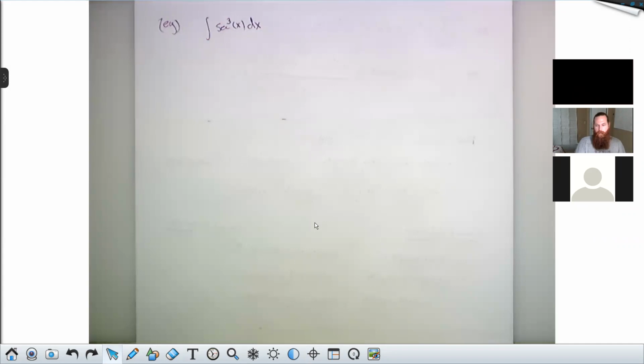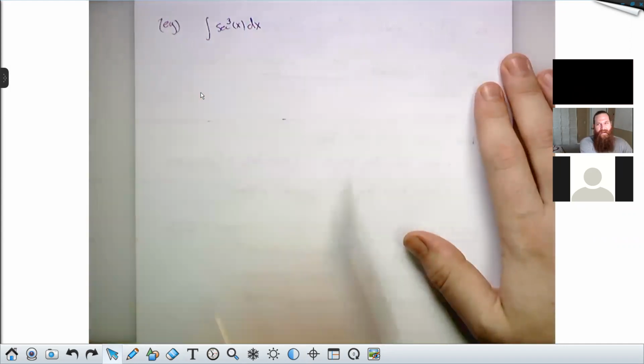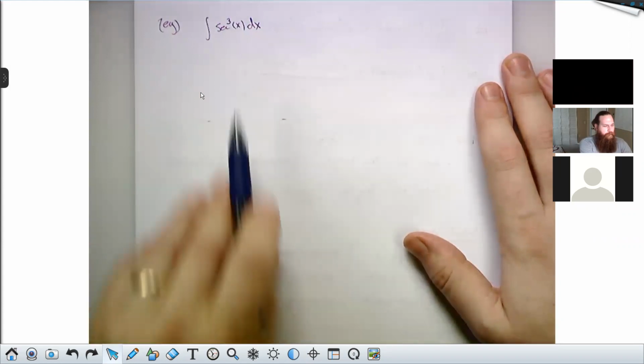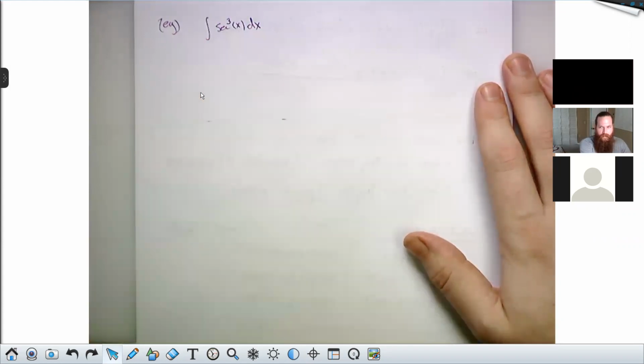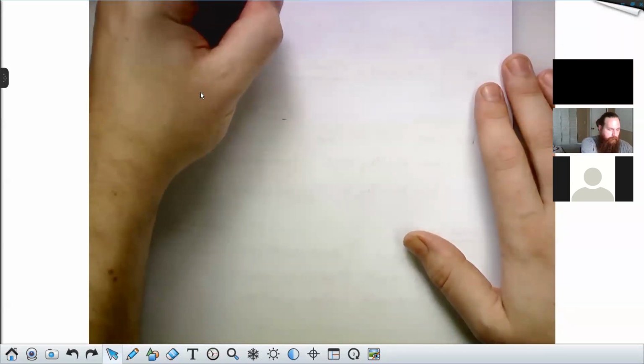I want to run IBP on this, so I could pick u to be secant cubed and dv to just be dx. If I followed LIPET, that's what I would do. But LIPET doesn't really help me here. Because if I integrate the dx, I'm going to get an x, and the integral I get as the output would be worse. It would still have secants and tangents, but then it would also have a few x's floating around. Forget that.